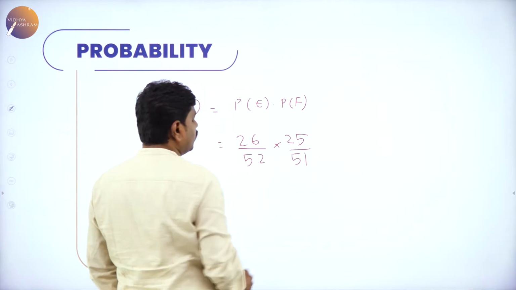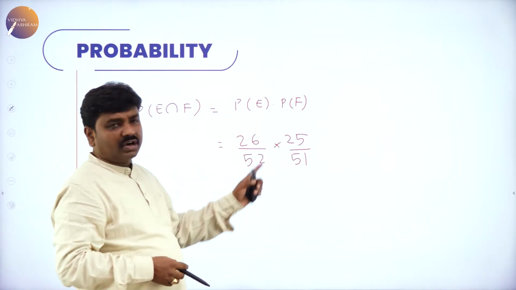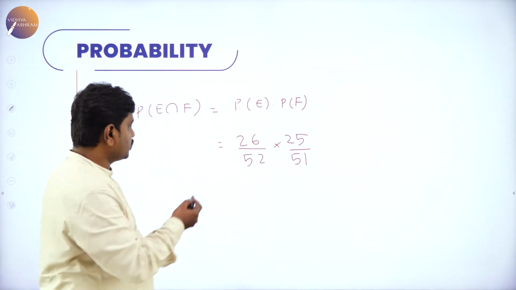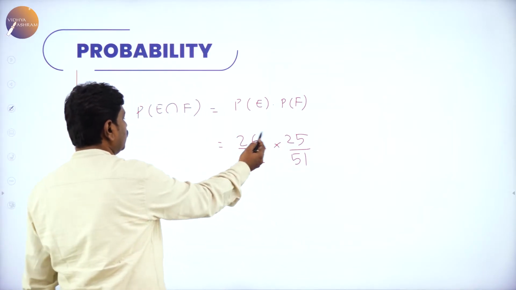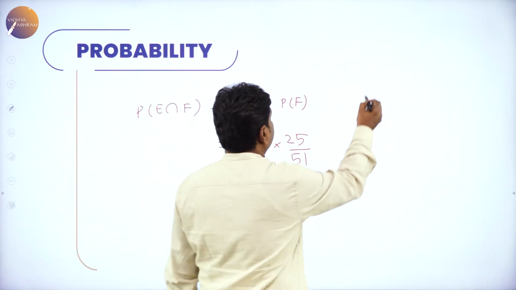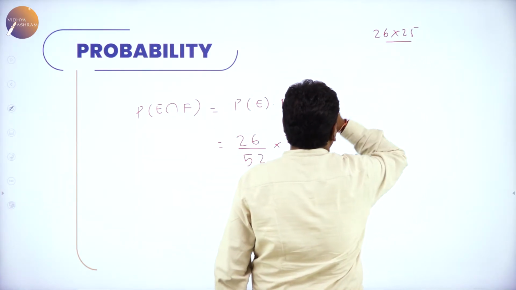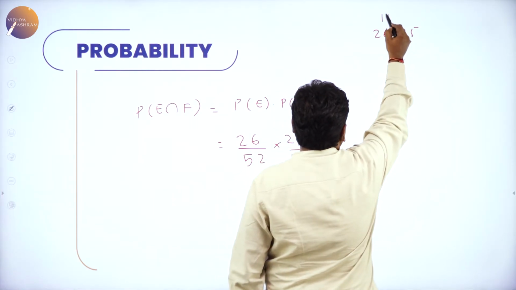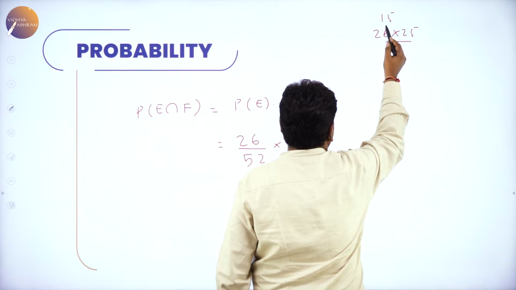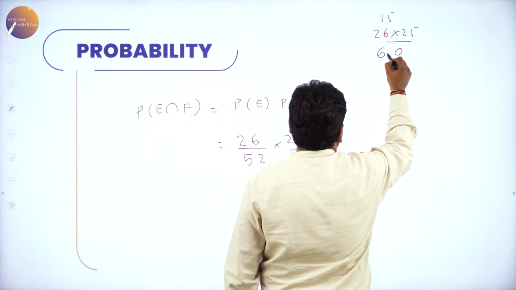After you draw one card, you are not replacing, so the number of black cards will become less and the total number of cards also becomes one less. So now simplify this: 52 into 51 divided into 26 into 25 by this. So let us multiply this. 26 into 25. 25 4s are 100, 25 6s are 150, 25 2s are 50.